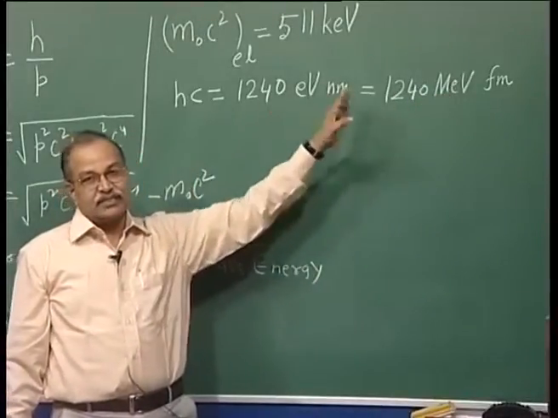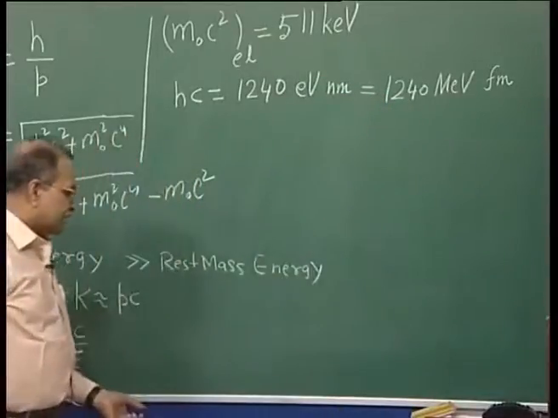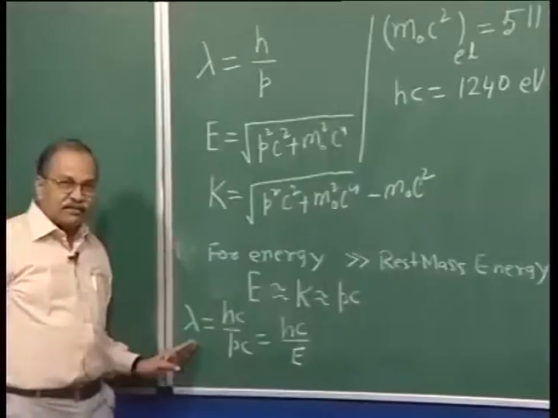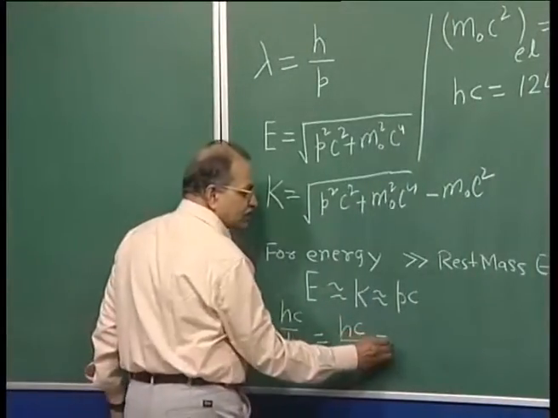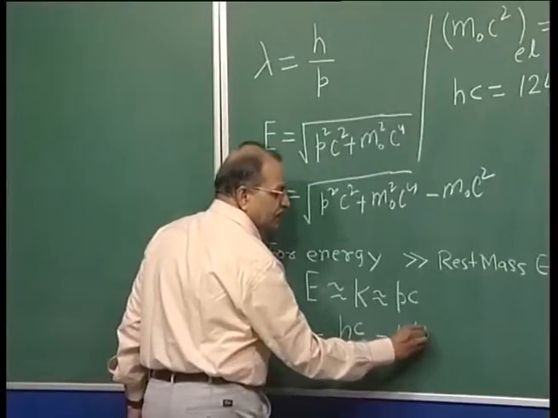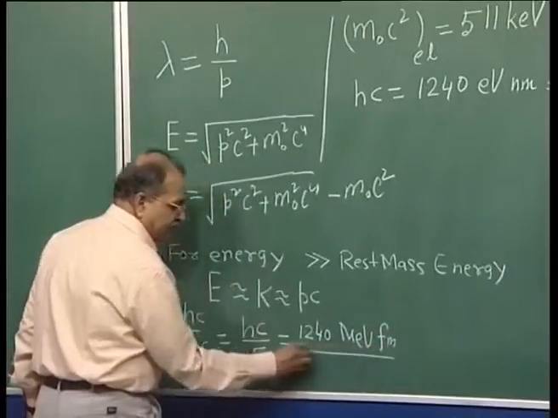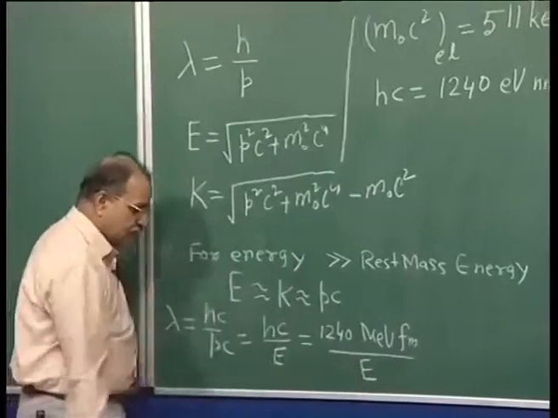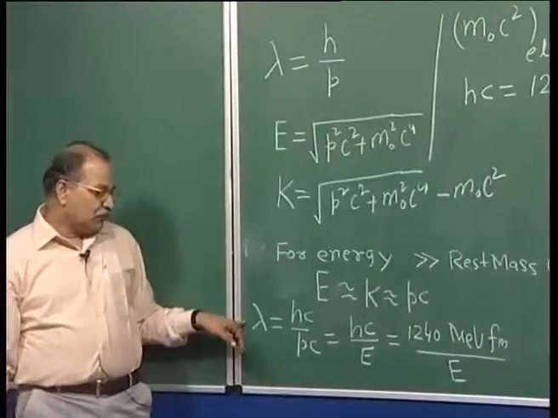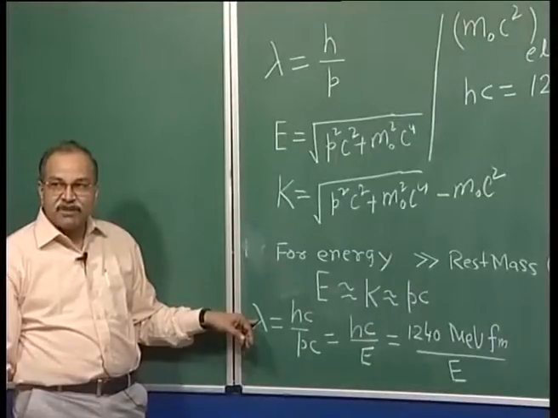So that is h into c, another number which I would recommend that you remember. Come back here: the wavelength lambda is hc by E, and hc is 1240 MeV Fm, divided by the kinetic energy that you have given. So if you want to have 10 femtometer as the wavelength, what should be the energy?